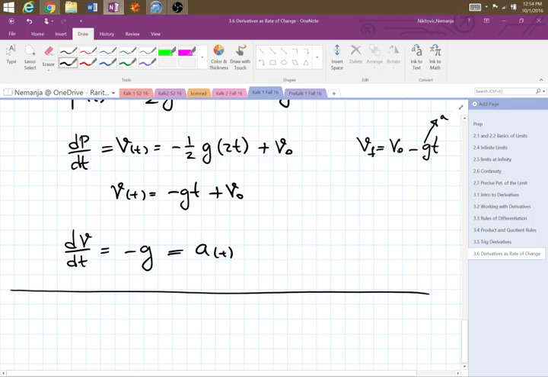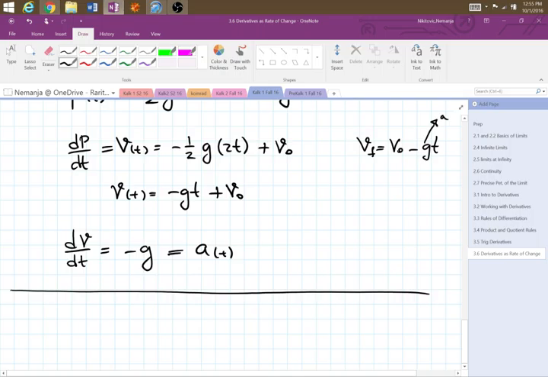A stone thrown vertically on Mars. Suppose a stone is thrown vertically upward from the edge of a cliff on Mars, where the acceleration due to gravity is only about 12 feet per second squared. Mars is smaller than Earth. On Earth we have negative 32.2, and Mars is 12. The initial velocity is 64 feet per second, from a height of 192 feet above the ground. Find the height.